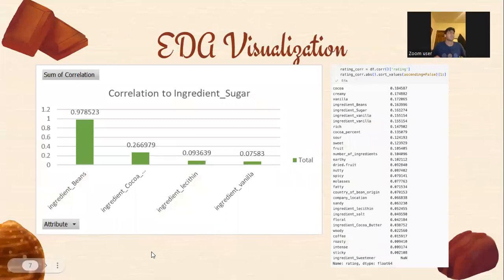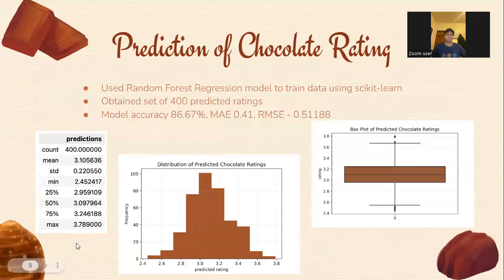In this EDA visualization, when we visualized the heat map of the correlations for all features, we found that the feature ingredient sugar was highly correlated with ingredient beans, which implied that when we model, it might affect our accuracy because they're highly correlated. We also looked at the correlation between ratings and all the other features and saw that cocoa, creamy, vanilla, and ingredient beans are highly correlated with ratings. So we predicted that those features might have a higher weight in the final results.